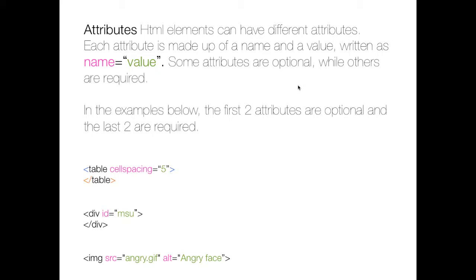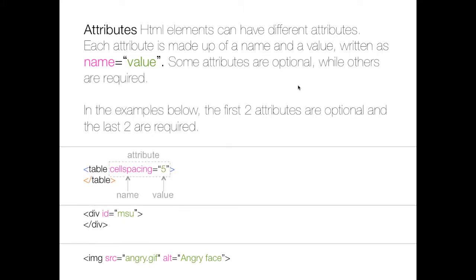So cell spacing is an optional attribute for the table element, ID is an optional attribute for the div element, source and alt are required attributes for the image element. Now, does that mean that the image will not load if we forgot to include the alt attribute? No, it will. That's because browsers are forgiving. But just so you know the right way of writing syntax, the alt and the source are required attributes of the image element.